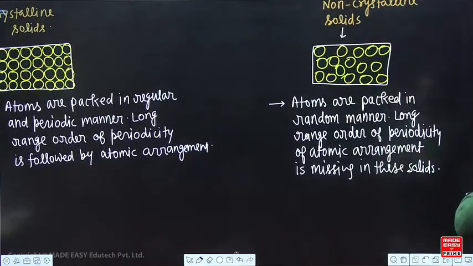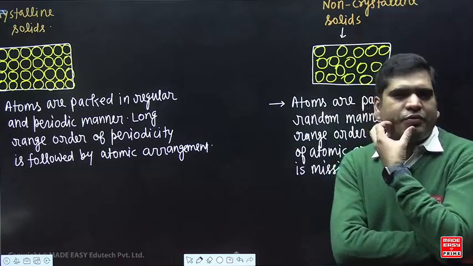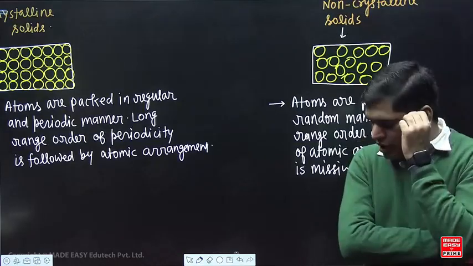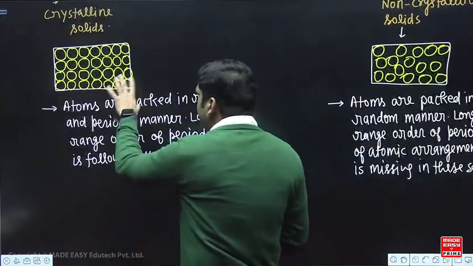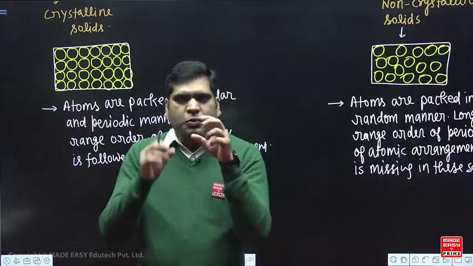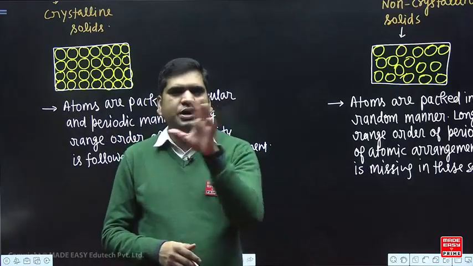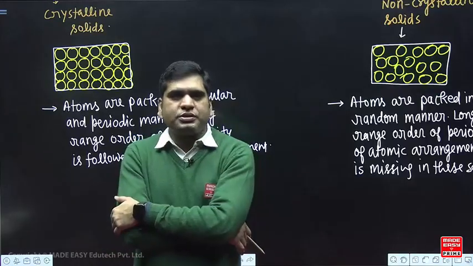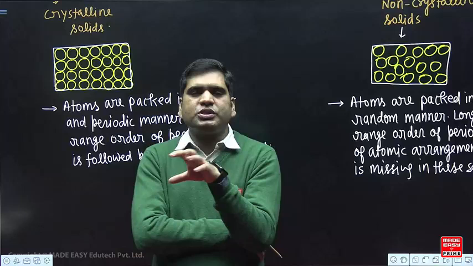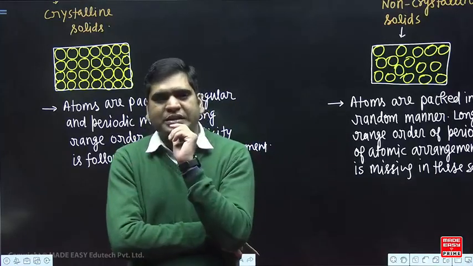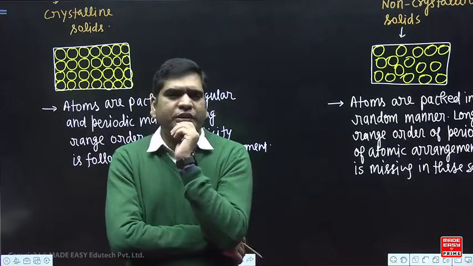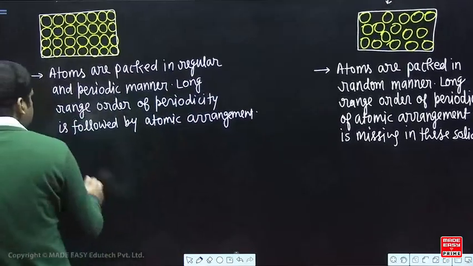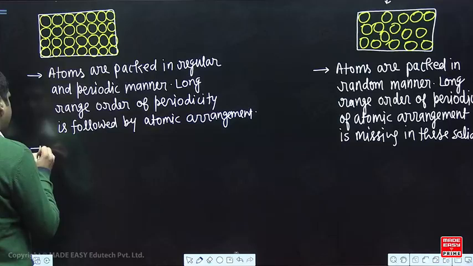Atoms are packed in a random manner. Long range order of periodicity of atomic arrangement is missing. Means atoms are not packed in a periodic way. They are haphazardly packed. Now if you put X-rays on crystalline materials, since the atoms are arranged in a periodic manner, you will get a very well defined diffraction pattern. As the atoms are arranged in the same way, you would be getting the diffraction pattern. And that's why in later sections I will tell you that some solids make a cubic crystal structure, some make a hexagonal crystal structure. So some well defined geometrical arrangement would be observed in the atomic filling. So you can say that in these materials we get a well defined X-ray diffraction pattern.